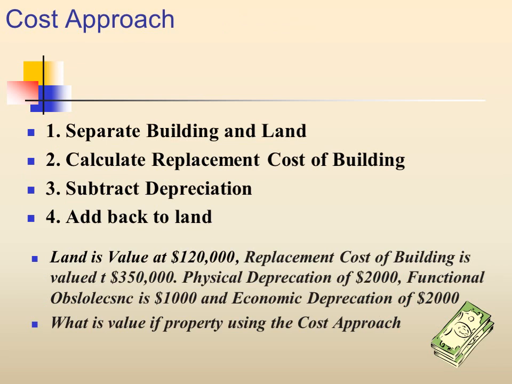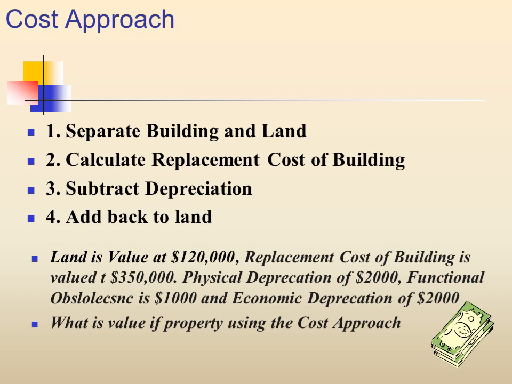Using the cost approach to compute the value of land, our steps are, first we separate the building and the land, then we calculate the replacement cost of the building, or reproduction cost, either of those. We subtract for depreciation, and we add back then the value of the land.